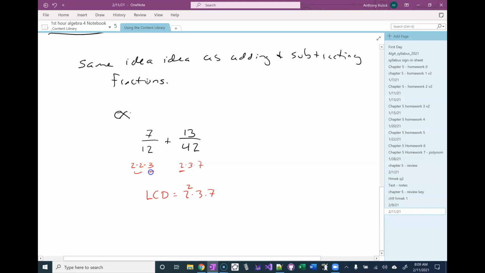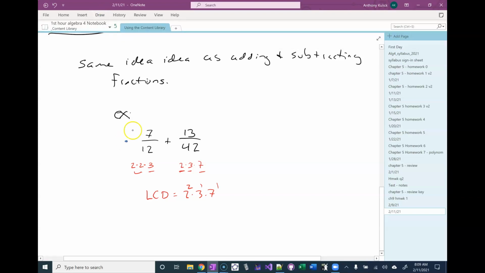Now let's look at the 3. It happens 1 time there, 1 time there. So that's 3 to the first. The 7 happens one time there, so the most number of times that occurs is once. So my least common denominator should have 2 2s, 1 3, and 1 7. Is everybody okay with what we did there? Okay.